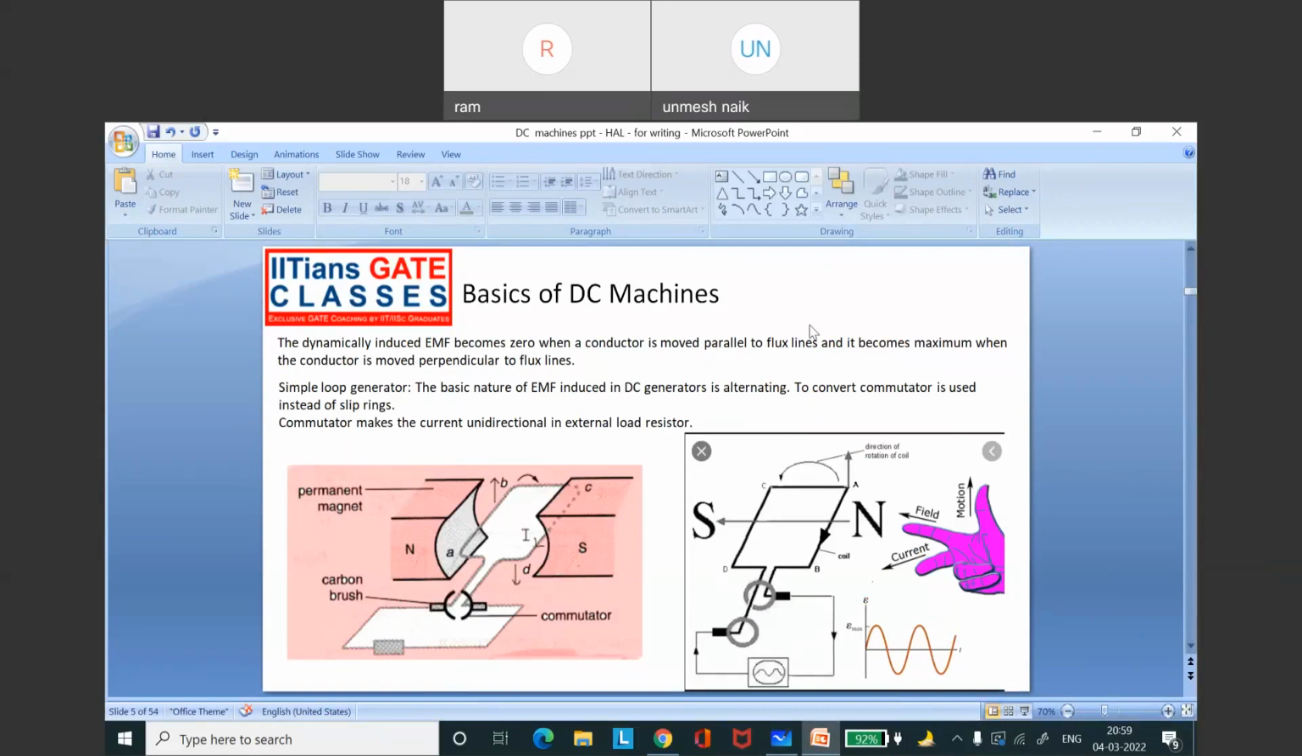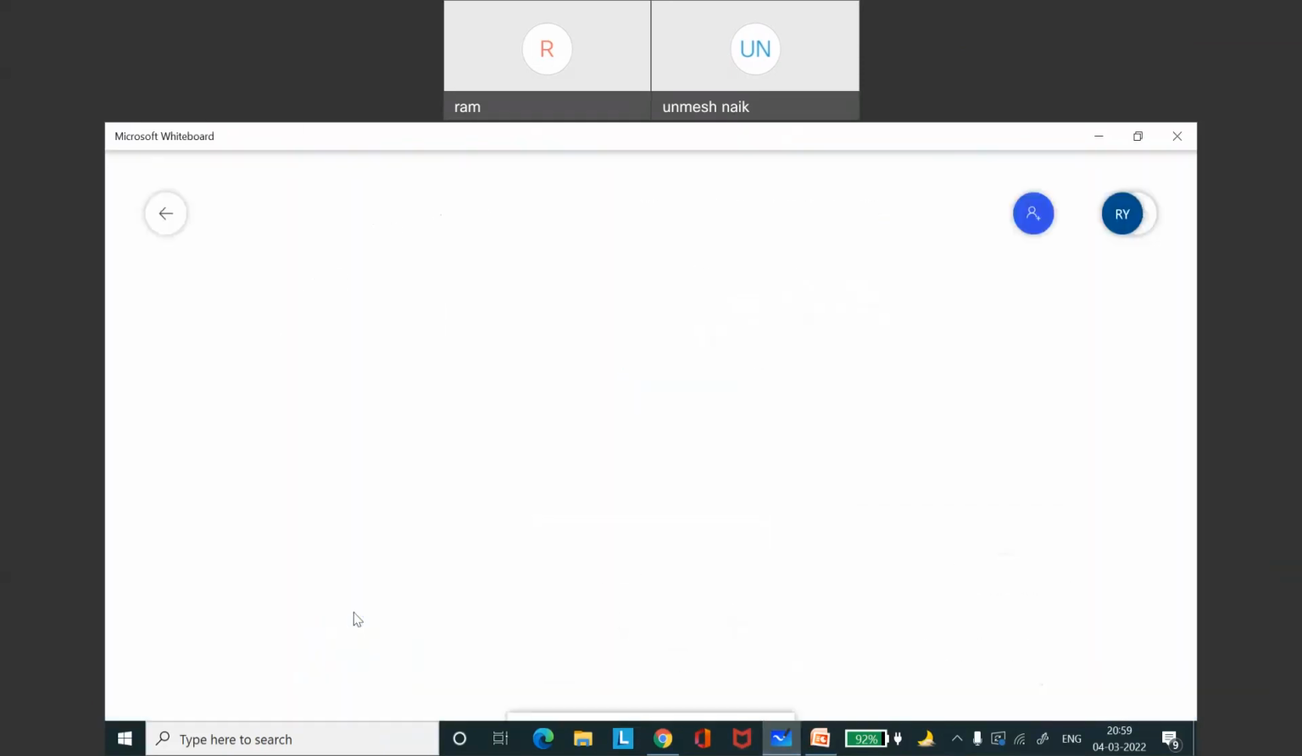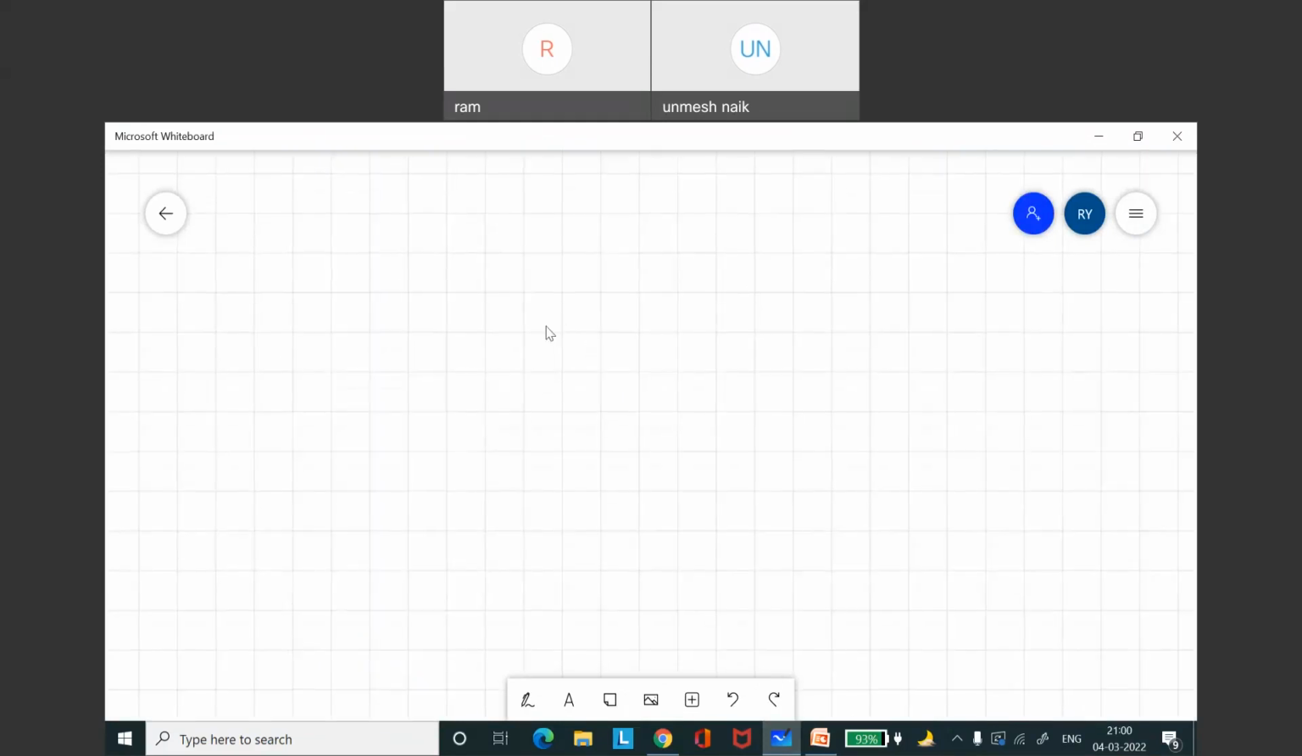Is it clear, Unmesh? Yes, I got it. Next, we'll see the construction. So I'm going fast. If you find it difficult, let me know, Unmesh, because we have a number of hours for the machines. No, sir, I'm understanding. Okay, then fine. So next is the DC machine construction.